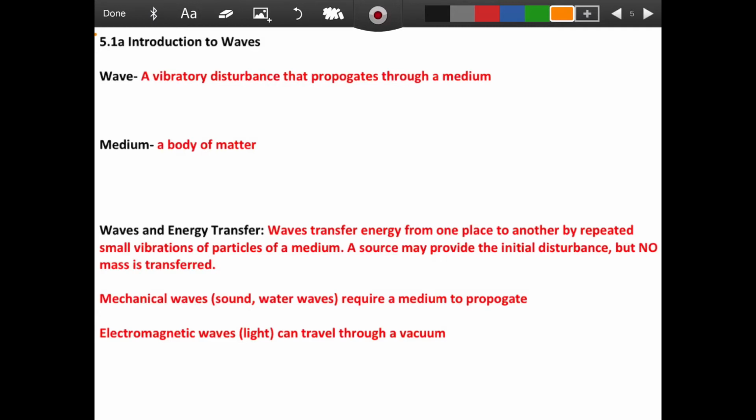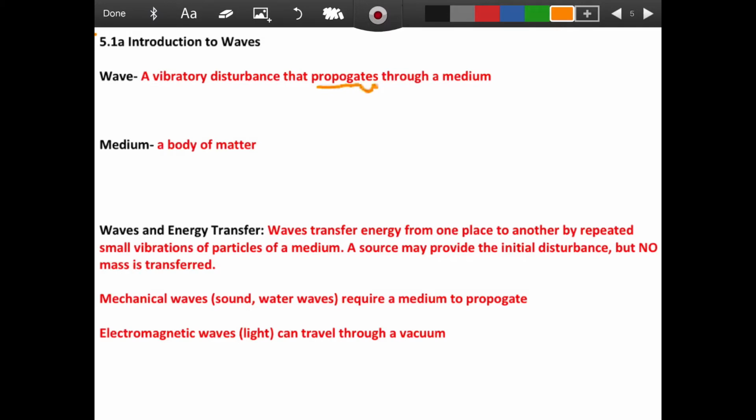So a wave is a vibratory disturbance that propagates through a medium. Propagates is a word that comes up a lot when we're talking about waves, but for now you can just think of it as moves through. So a vibratory disturbance that moves through a medium. And what is a medium is hopefully what you're asking, but a medium is just a body of matter. So I'm going to come back to that, but like outer space is a vacuum where there's no matter. And so outer space, there's no medium.